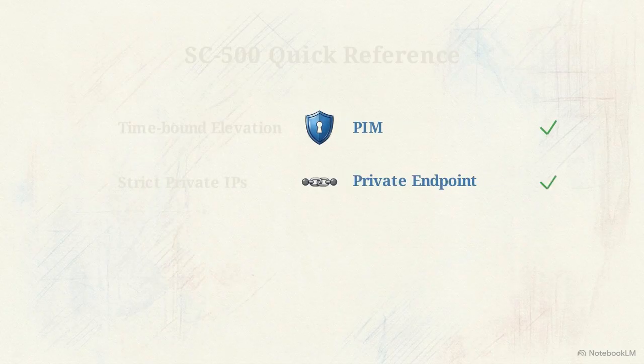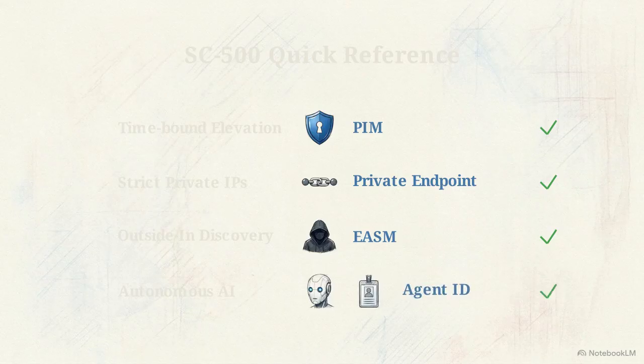Let's build a quick reference table of what we've covered. Grab a screenshot. For time-bound elevation, use PIM. For strict private IPs, deploy a private endpoint. For outside-in discovery, use EASM. And for autonomous AI, implement Agent ID.